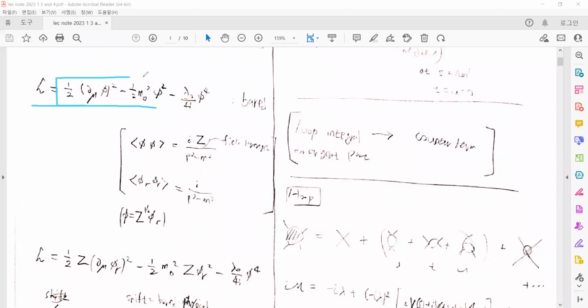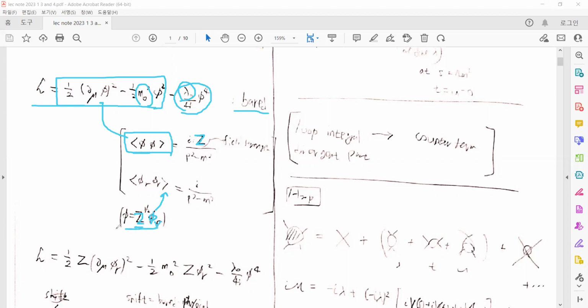There are some of the free fields and the interaction fields given by phi to the fourth with the coupling constant, and all the parameters, the mass and the couplings, are bare parameters with the index zero. And the field is also a bare field, and we will define the renormalized field with the field strength Z. Then the propagators: the bare phi has the field strength Z in the numerator, but the renormalized field doesn't have such a field strength.